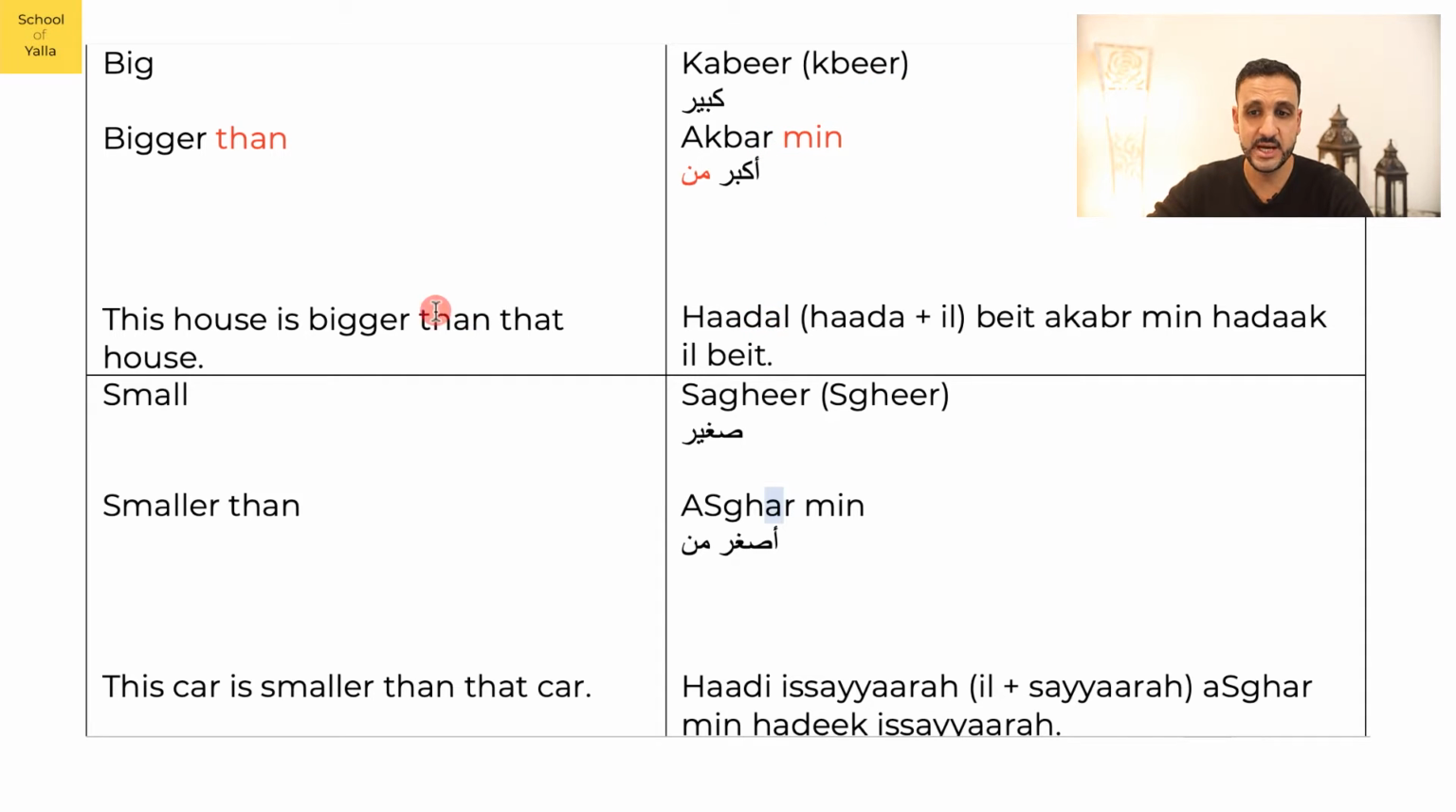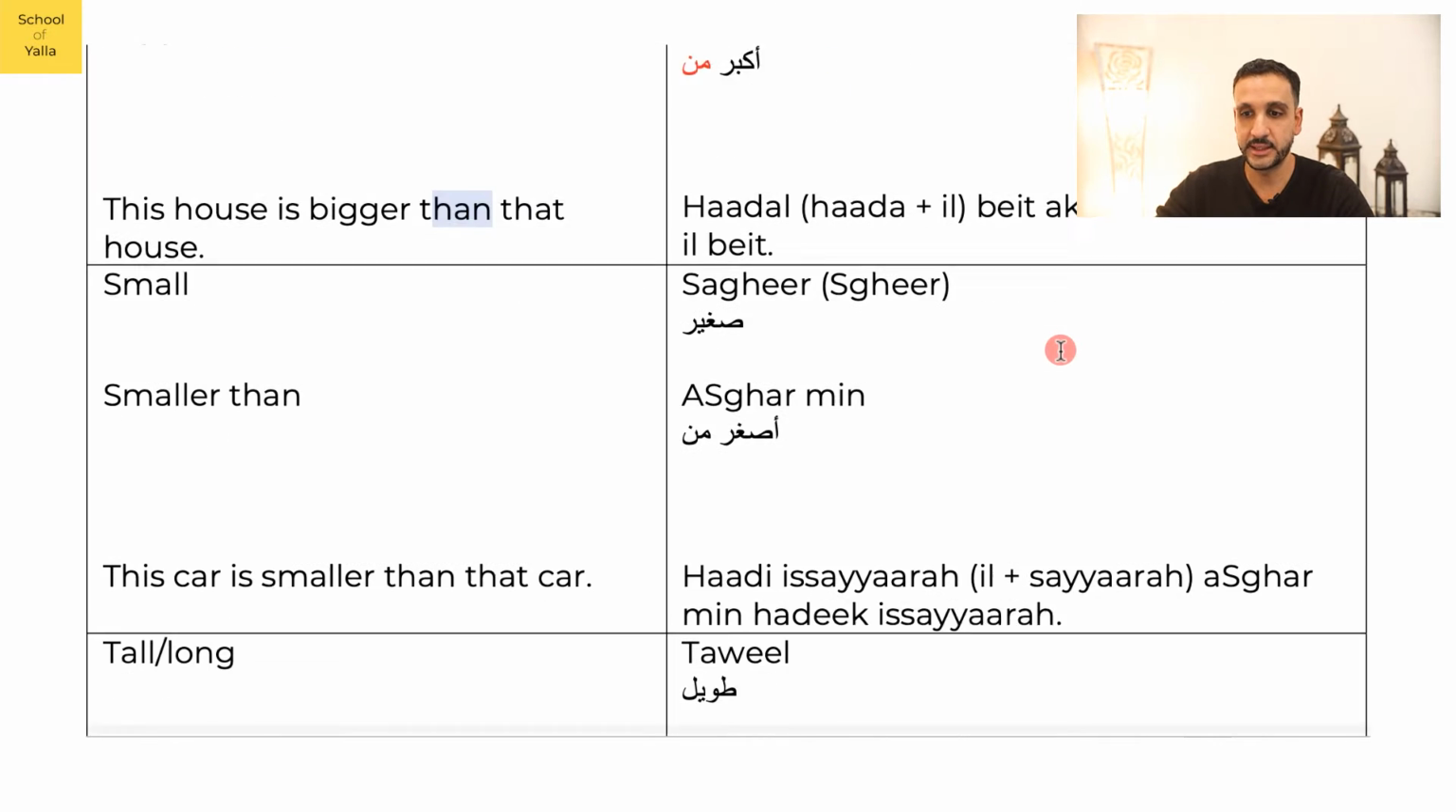For example, this house is bigger than that house. هذا البيت, remember هذا plus il, that combination means this. هذا البيت أكبر من. We need the min, just like in English. I can't say "this house bigger that house." You understand it, but it's not correct. It sounds off, right? So similarly, if you drop the min, it's gonna sound off. So we need the min, the preposition, just like we need "than." Okay. هذا البيت أكبر من هذاك البيت.